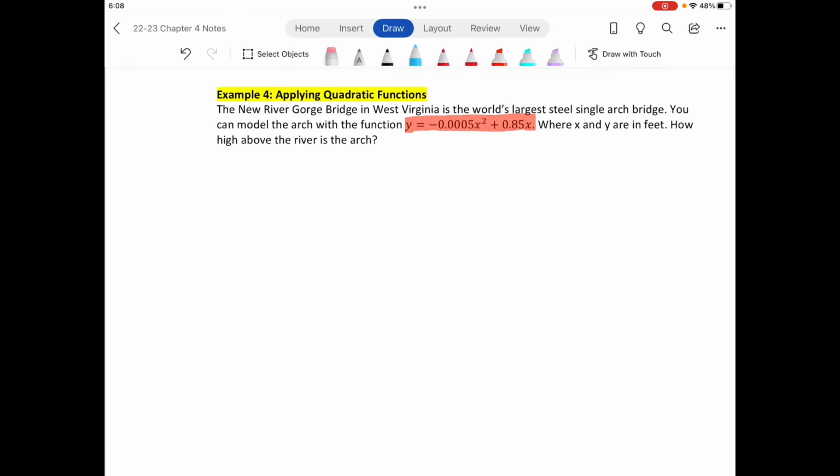Let's draw a little picture. We've got our river below, and we have this nice bridge above, and the bridge has this arch to it. What we're trying to find is, what is this height right here? Well, we can see that our height is going to be the same thing as our y value, because it's a vertical change. That means we're going to have to find our vertex.